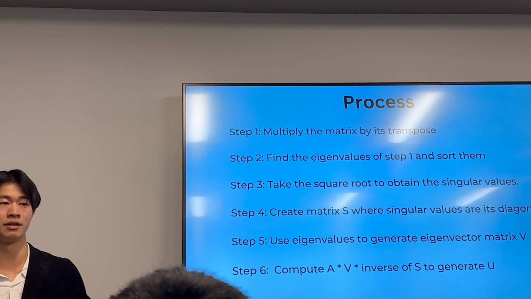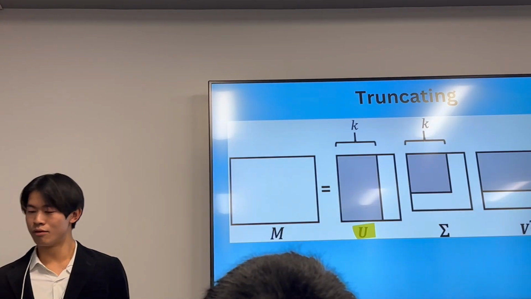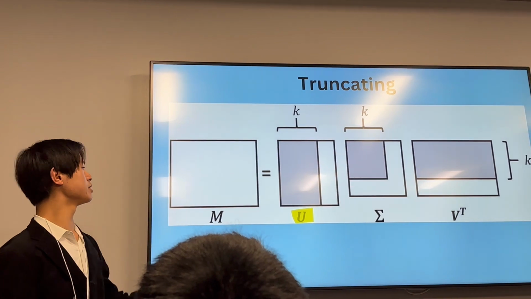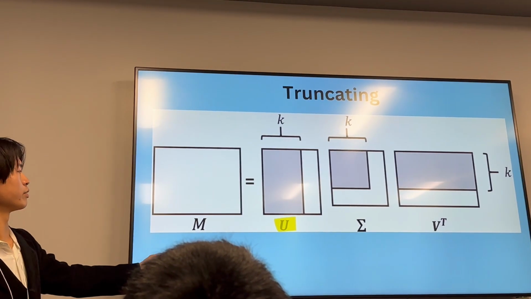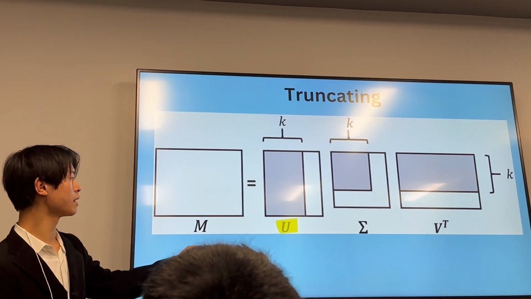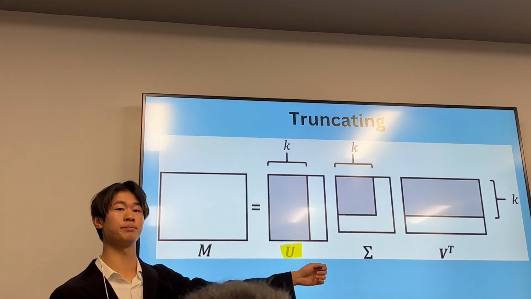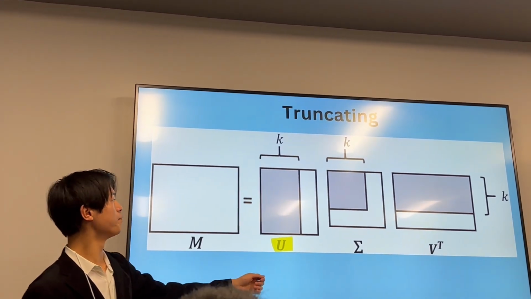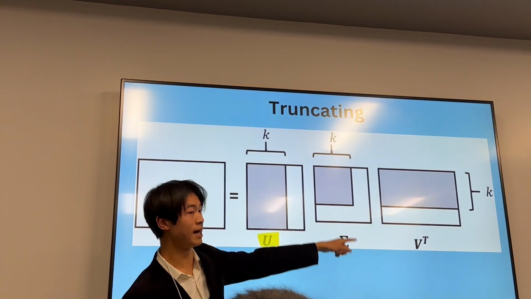That was a lot of words, that was a lot of math. I really like to look at things visually, so let's look at the breakdown of what we just did. We took a matrix M, broke it down into its U, sigma, and V transpose components. And remember, this sigma holds the eigenvalues.